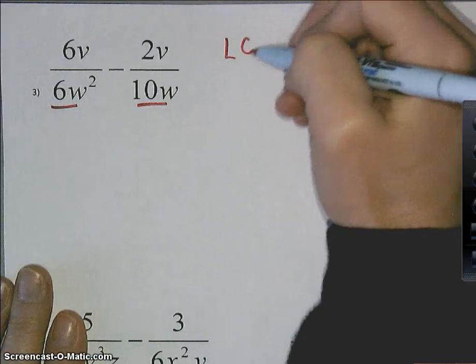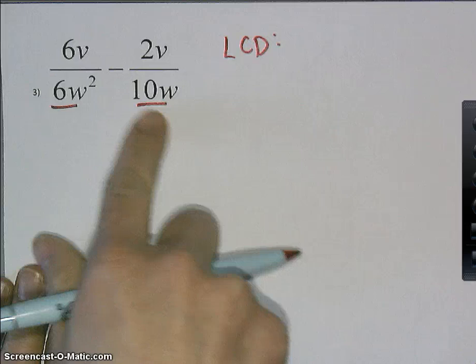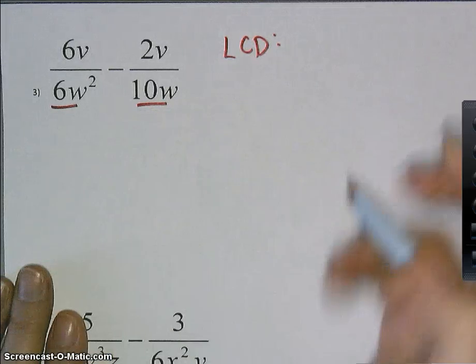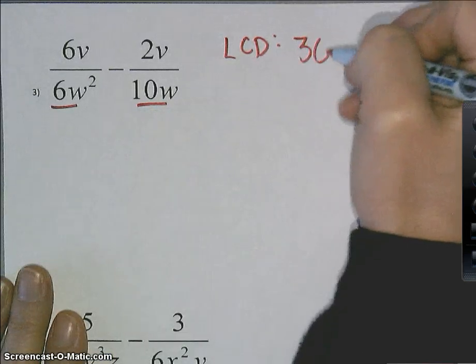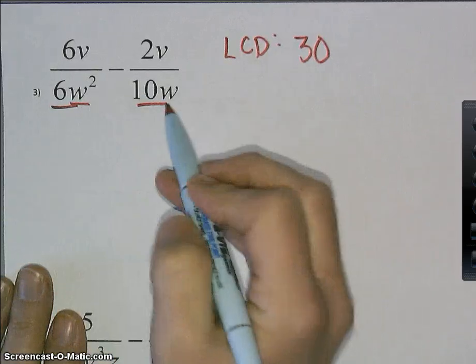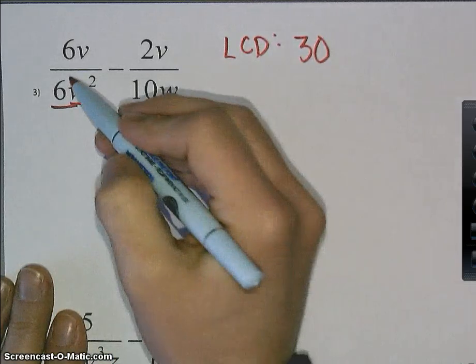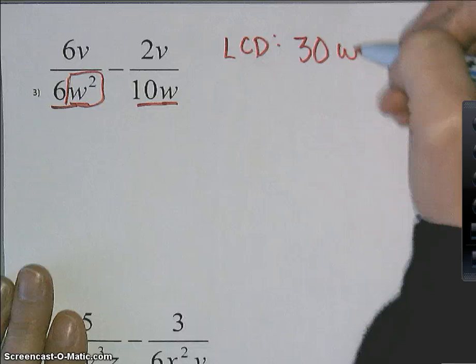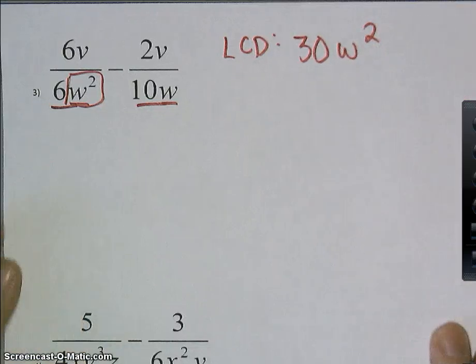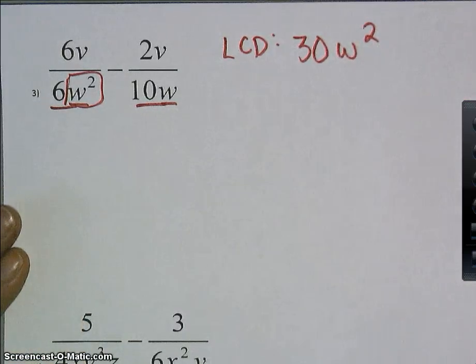So we need to find that first. So if it's 6 and 10, my LCD, you might think it's 60, but it's actually 30. And then I look to my variable. The biggest W I need is W squared. So now I know I need to get to 30W squared for my denominator.